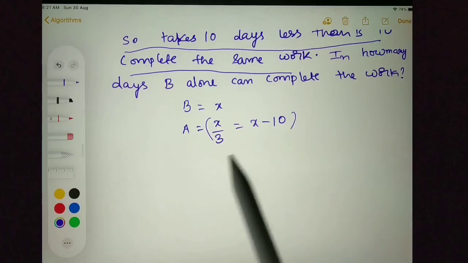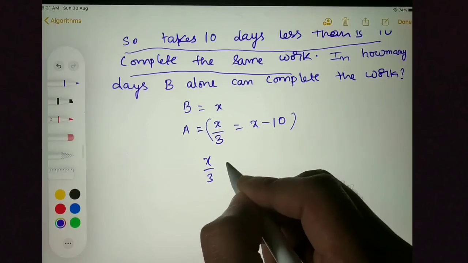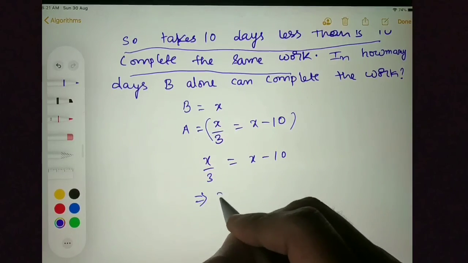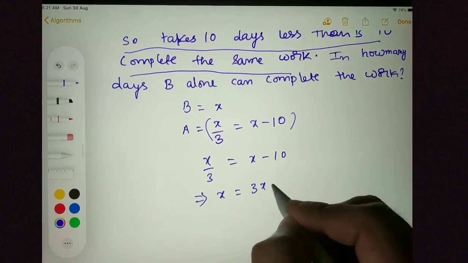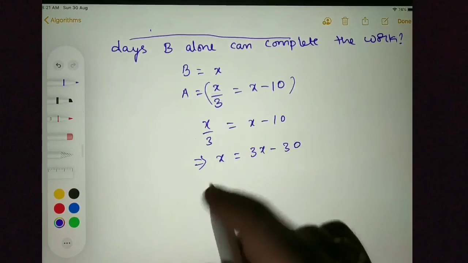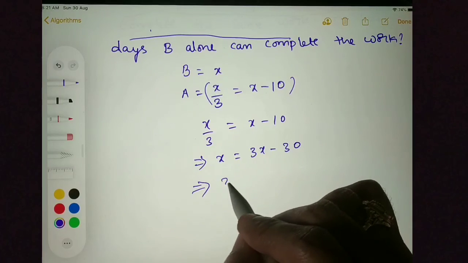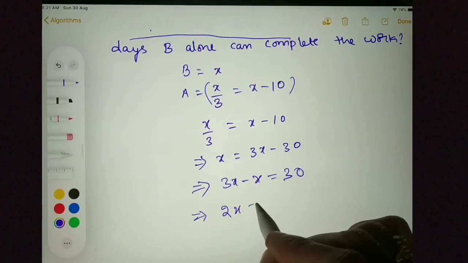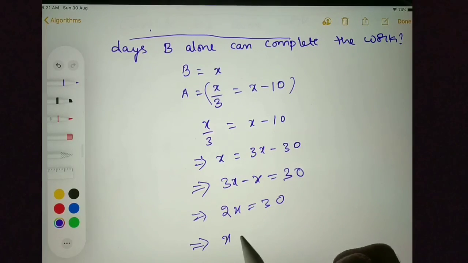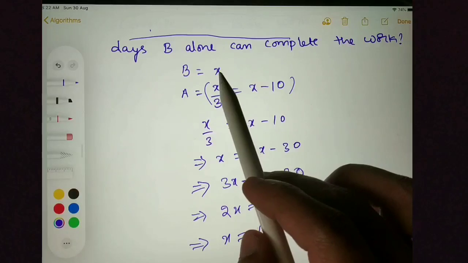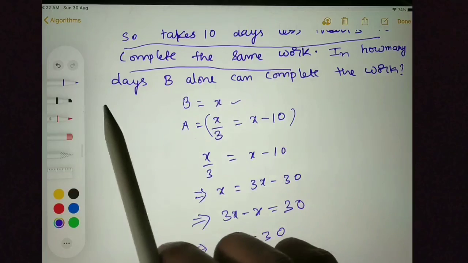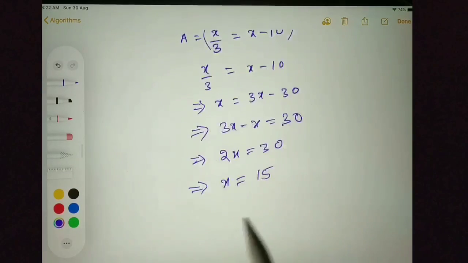Let's solve this equation. X by 3 is equal to X minus 10. If we move 3 to that side, that will be 3x minus 30. And 3x minus x is equal to 30. And 2x is equal to 30. That is x is equal to 30 by 2, that is 15. What is X? In how many days B can complete the work. And that is exactly the question: in how many days B alone can complete the work. So the answer is 15 days.